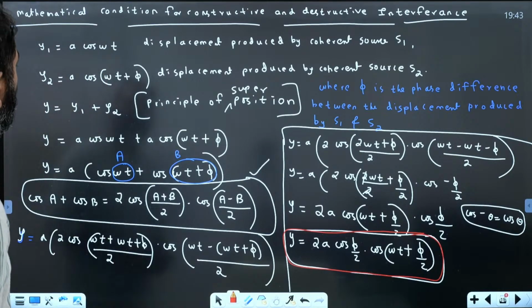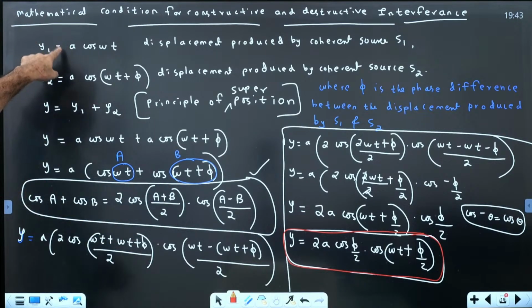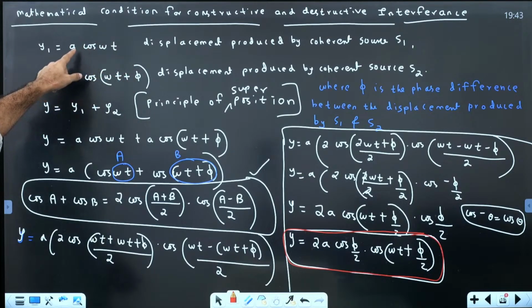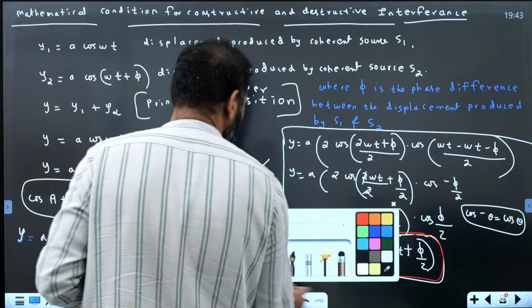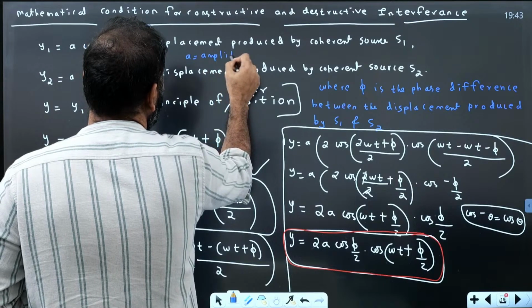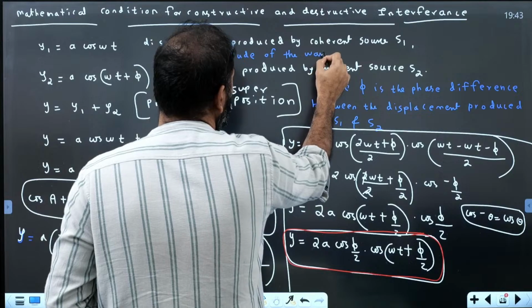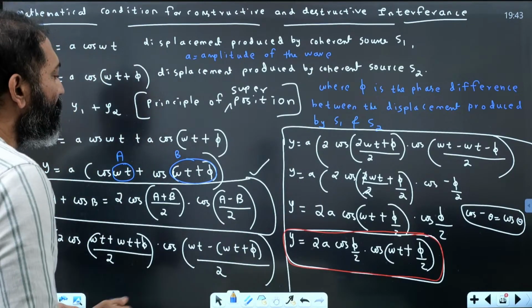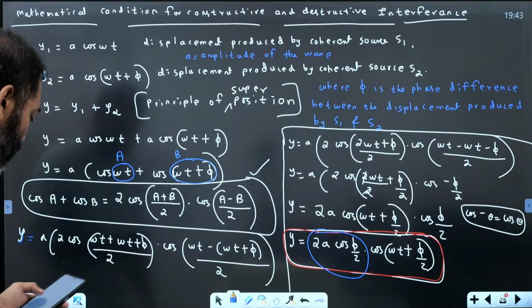Now, when you consider this equation, you should understand that cos omega t is one term, and the other term is the amplitude. What is this small letter A? Amplitude of the wave, that you have studied in the plus one waves chapter. Instead of amplitude A, what we have in the final answer is 2A cos phi by 2.